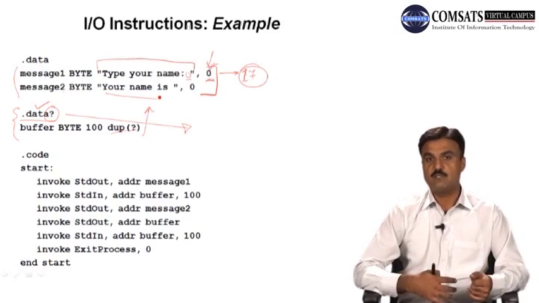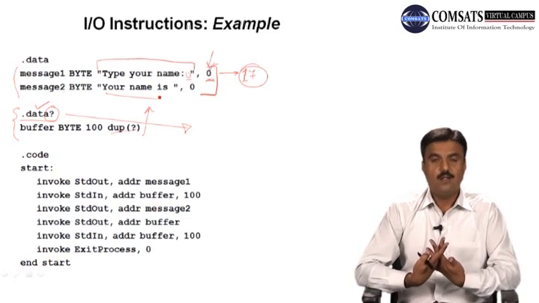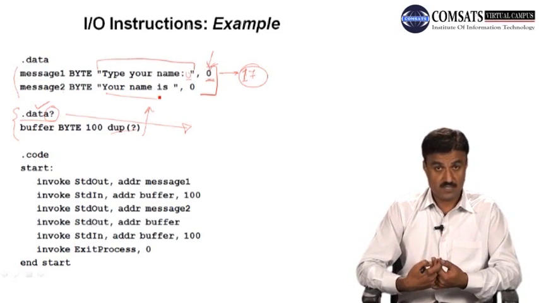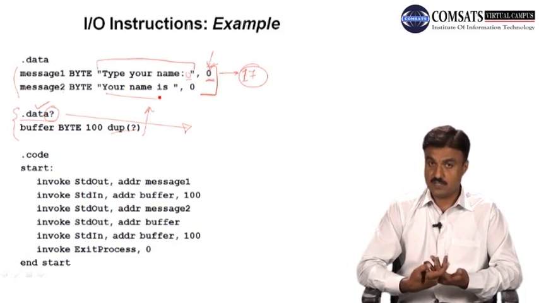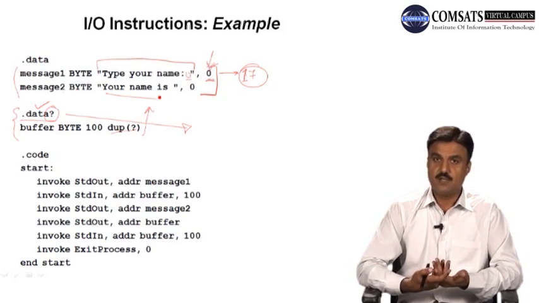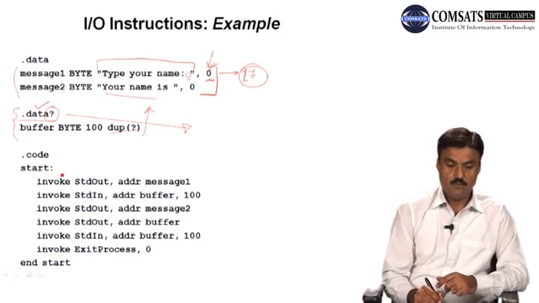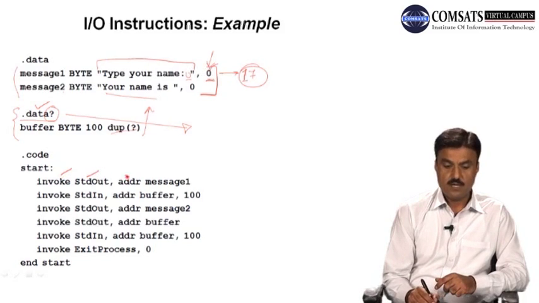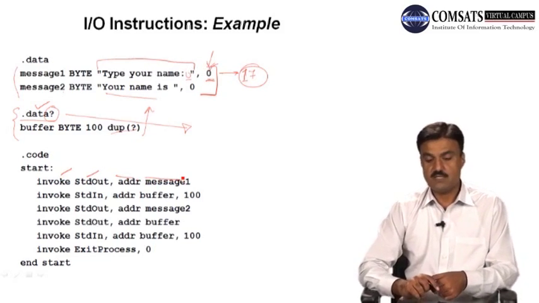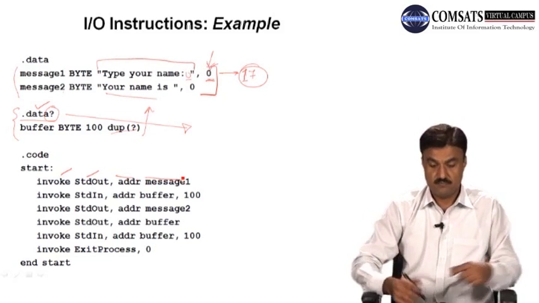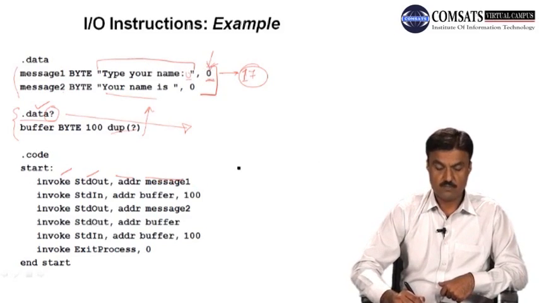What is the purpose of this program? This program will first print something, then it will receive information from the keyboard, and then it will display that information. So first it will receive, then it will display. Now the first message is type your name. So here we write invoke stdout and the address of message 1. When we write the address of message 1, it will print message 1.